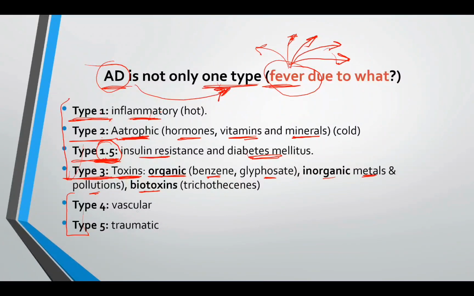Then comes number 4, vascular, which is due to the presence of hypertension, recurrent strokes in the brain, and the traumatic type after, for example, head trauma in a car accident. The first thing that happens after traumatic brain injury is precipitation of amyloid beta. So these are the types of Alzheimer's disease. So when you go to the doctor and he says you have Alzheimer's disease, or somebody you love has Alzheimer's disease, you need to know what type of Alzheimer's disease he has, because there is treatment.